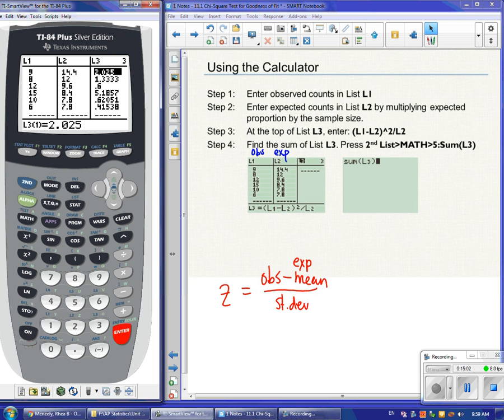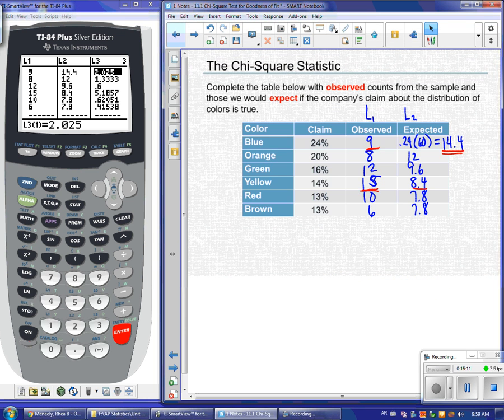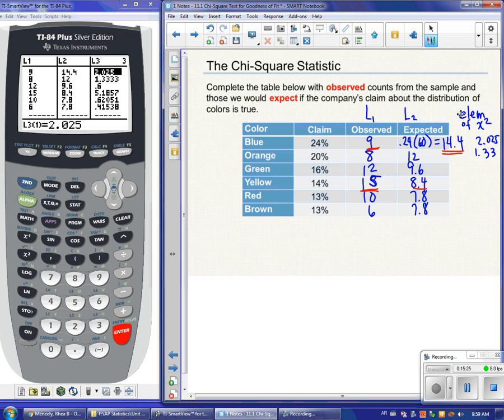And one of the things you might want to get in the habit of doing is just jotting down those numbers. If you go back over to your original list here, all of these are your elements of chi-squared. And so then you can just jot them down. So 2.025, 1.333, 0.6, and so forth. Just jot them down so you have them.